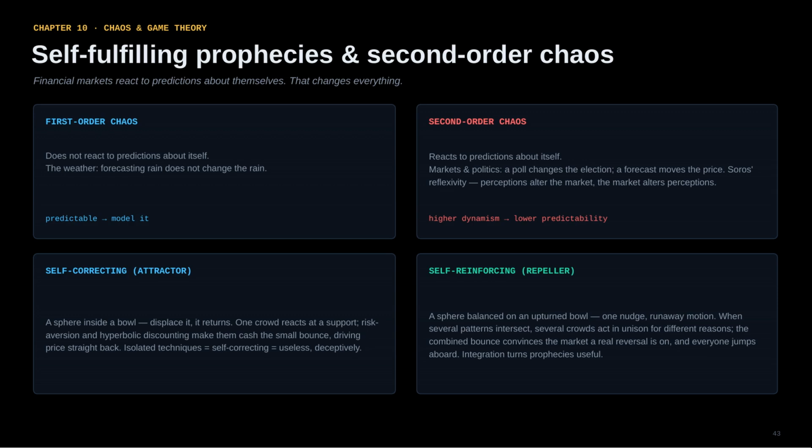repeller. When several patterns intersect, several crowds act in unison for different reasons. The combined move convinces the market something real is happening, and the loop feeds itself. Integration is the key that turns self-fulfilling prophecies useful.